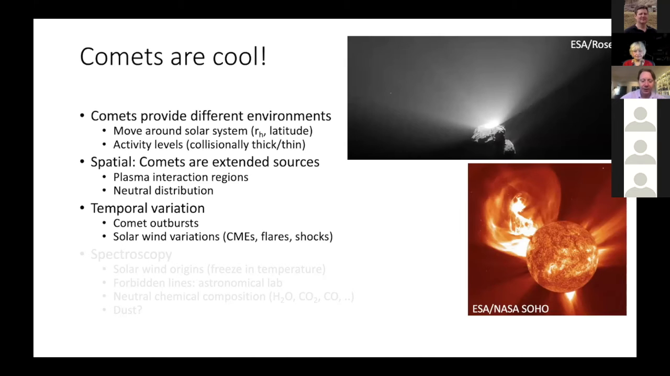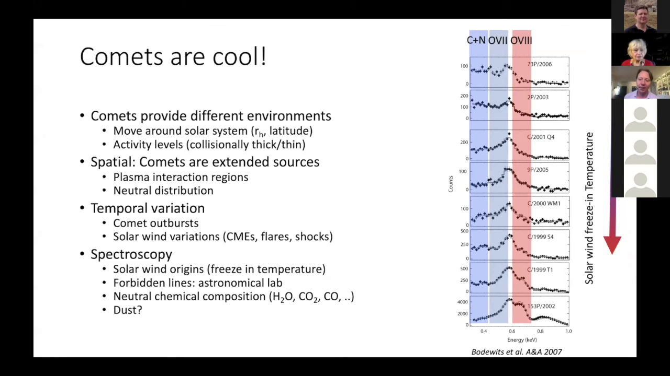Now, the third thing that you can do is that comets are not steady state objects. They vary. Comets have outbursts, as you see in this picture at the top. This is an image taken from a spacecraft, the Rosetta mission, that captured an outburst of comet 67P while it was orbiting it. The sun also has outbursts. You can see this immense coronal mass ejection taken off here, and both will, of course, affect how comets emit X-rays.